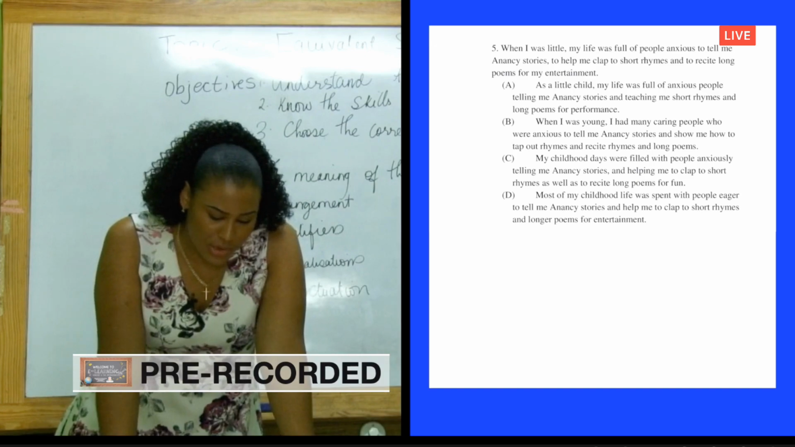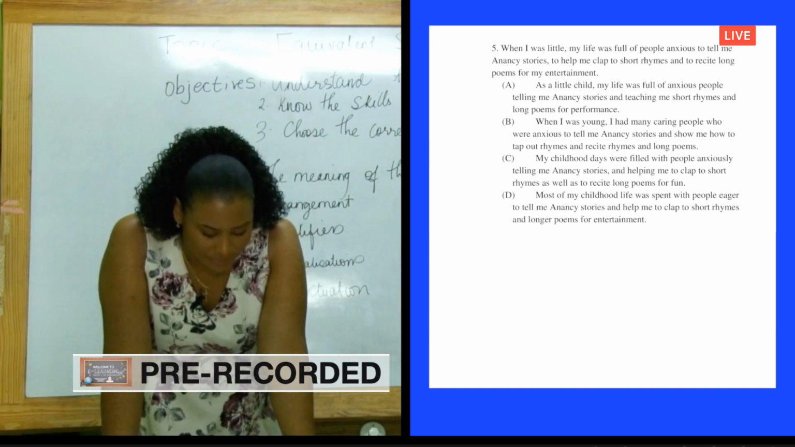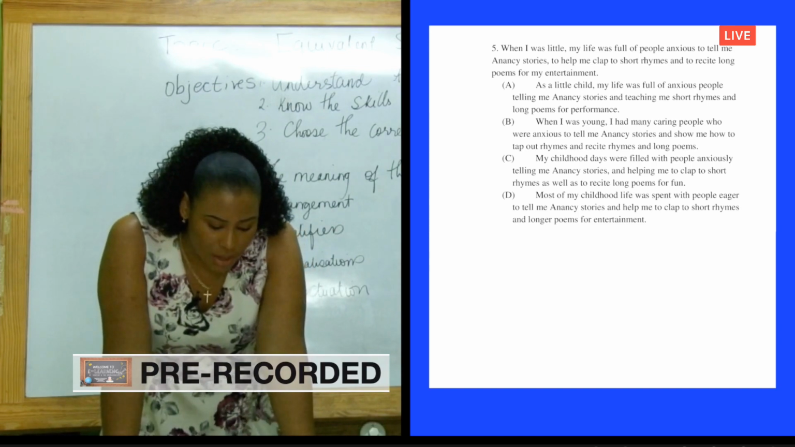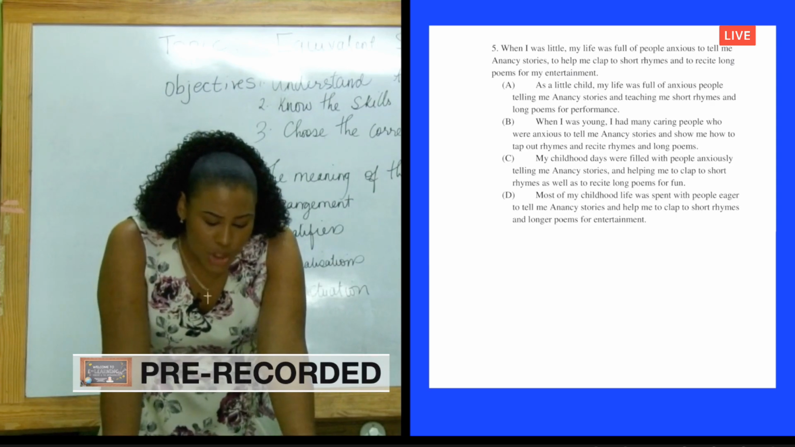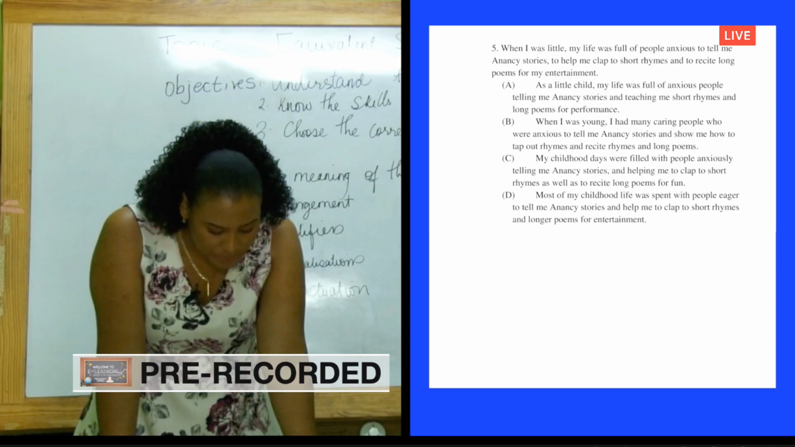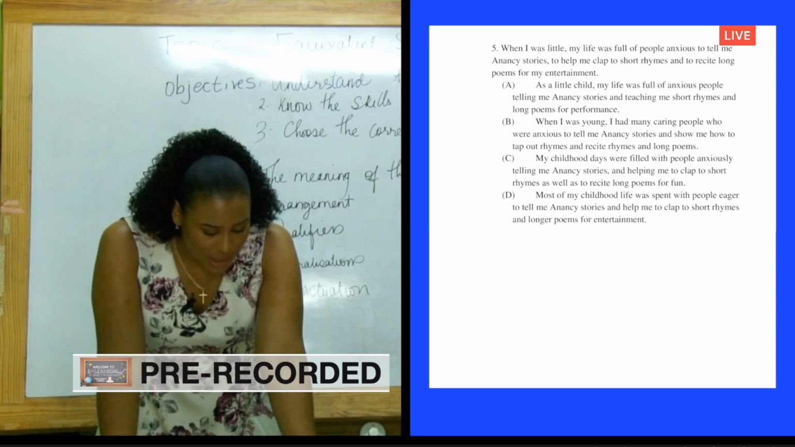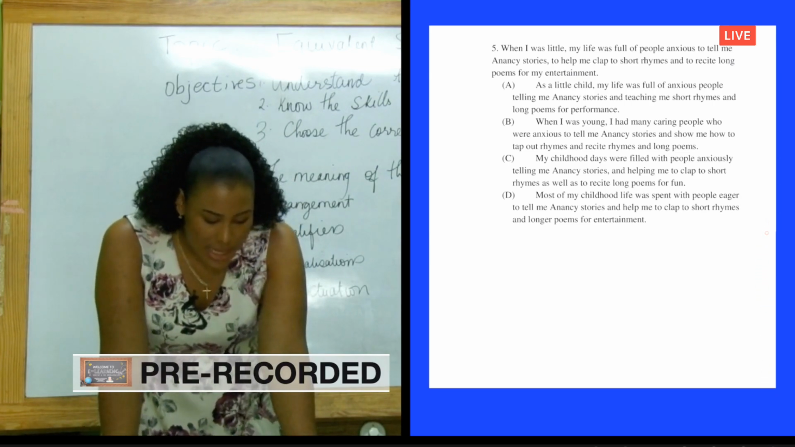Let's look at the options. A. As a little child, my life was full of anxious people telling me and Nancy stories and teaching me short rhymes and long poems for performance. B. When I was young, I had many caring people who were anxious to tell me and Nancy stories and show me how to tap out rhythms and recite rhymes and long poems.